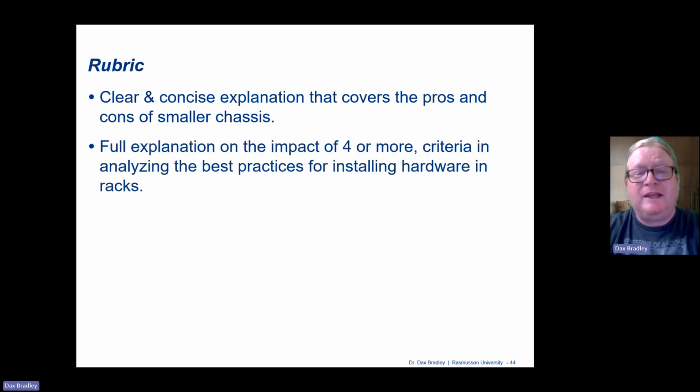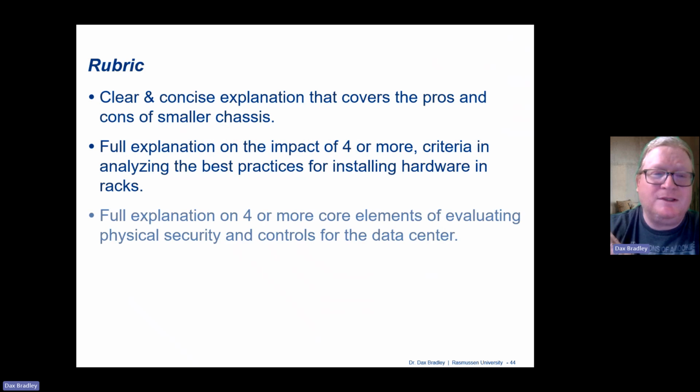You'll provide a full explanation of the impact of 4 or more criteria, analyzing the best practices for installing hardware in racks. So 4 or more best practices described and justified. It sounds like a lot at this point. Don't be overwhelmed. Once you get started and you understand what you're looking at, it'll almost write itself. So find those resources, and it'll help you tremendously.